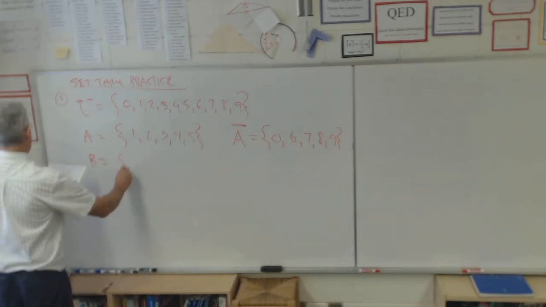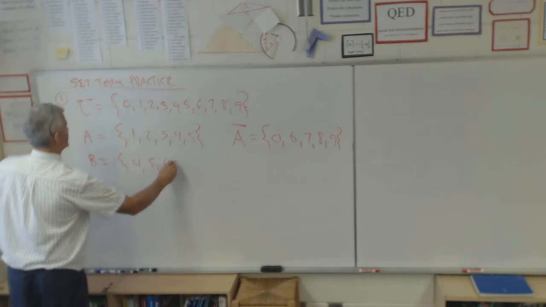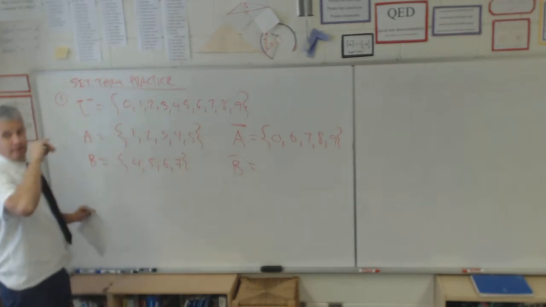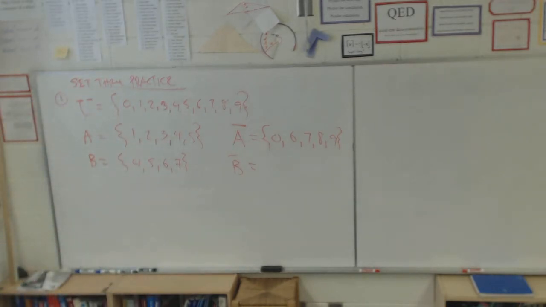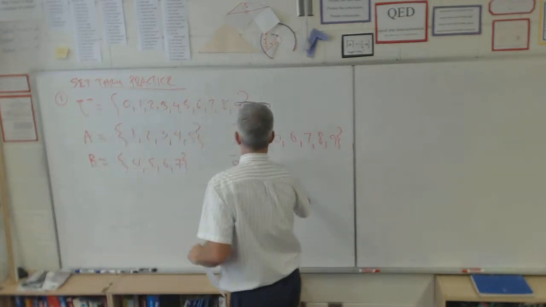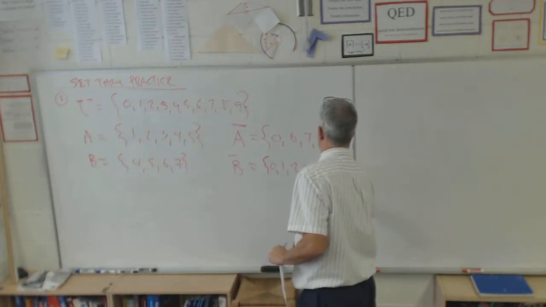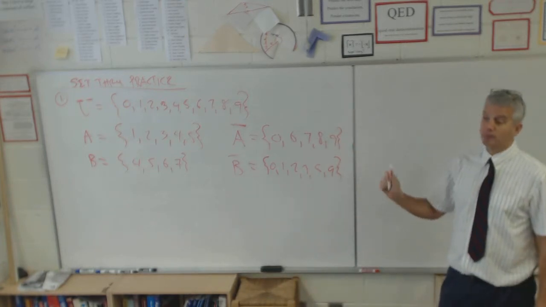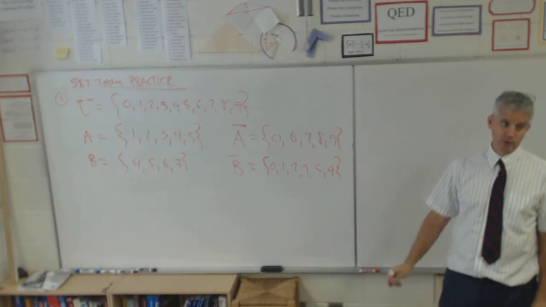Set B is 4, 5, 6, 7. So what's not in B? Who's up next, Jordan? Oh, Josie. Josie, what's not in B? 0, 1, 2, 3, 8, and 9. And you don't necessarily have to write that out, but you need to know that's the complement of B. The complement of B. What's not in B?